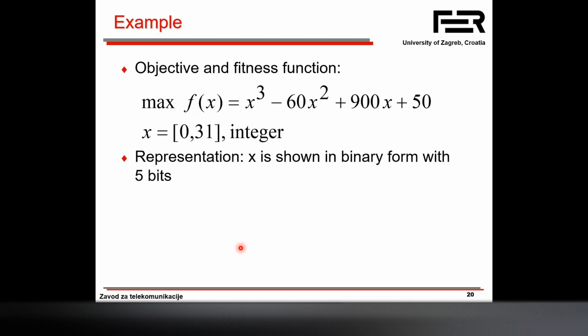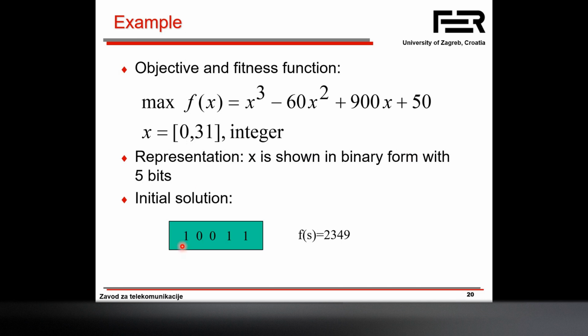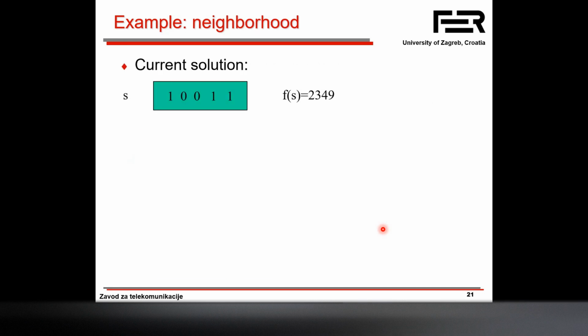Okay, let's look at a very simple example where we have this function we're trying to maximize. We're trying to find the value of x which is going to maximize this function. x is an integer value. We encode it in binary form with 5 bits, and we say that our initial solution is 10011, which gives us a function value of 2,349. Everyone's following me? So x is simply encoded in binary form. All right, so this is my current solution.